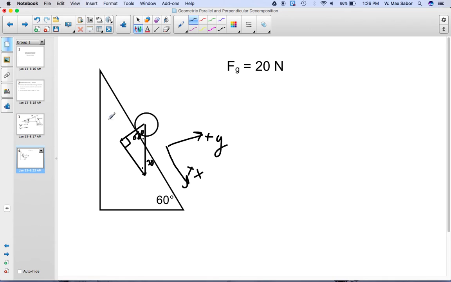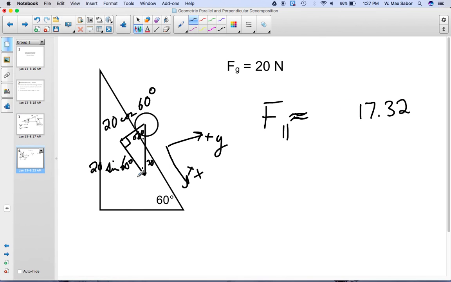We can say that this is going to be 20, and because it's the adjacent side, it's 20 times the cosine of 60 degrees. This is going to be 20 times the sine of 60 degrees. So the parallel component is this 20 sine of 60 degrees. Sine of 60 degrees is square root of 3 over 2, and then times 20 gives us approximately 17.32.